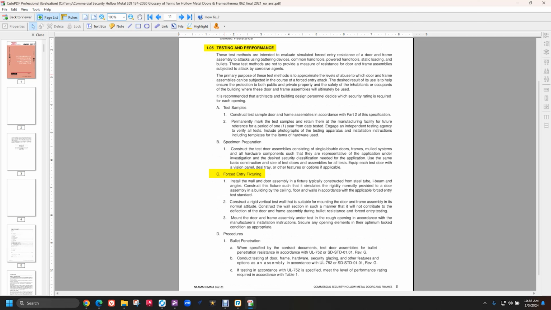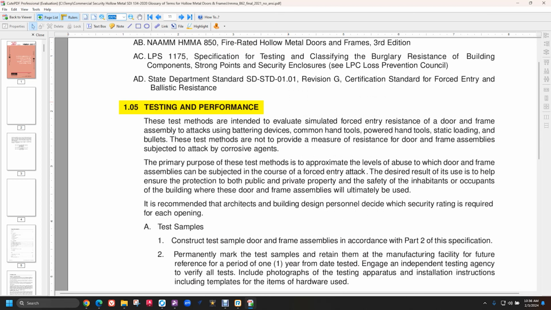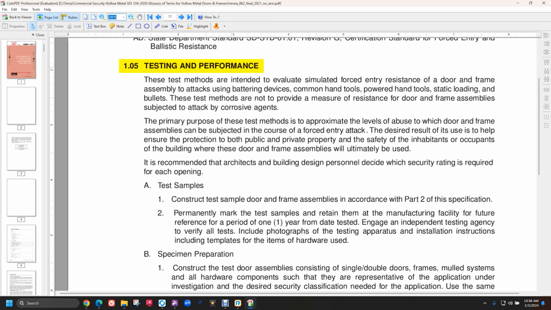Okay, testing and performance. So it's going to be called out, this information, to a more clear level of understanding. These test methods are intended to evaluate simulated forced entry resistance of a door and frame assembly to attacks using battering devices, common hand tools, powered hand tools, static loading, and bullets. These test methods are not to provide a measure of resistance for door and frame assemblies subjected to attack by corrosive agents. The primary purpose of these test methods is to approximate the levels of abuse to which a door and frame assembly can be subjected in the course of a forced entry attack.